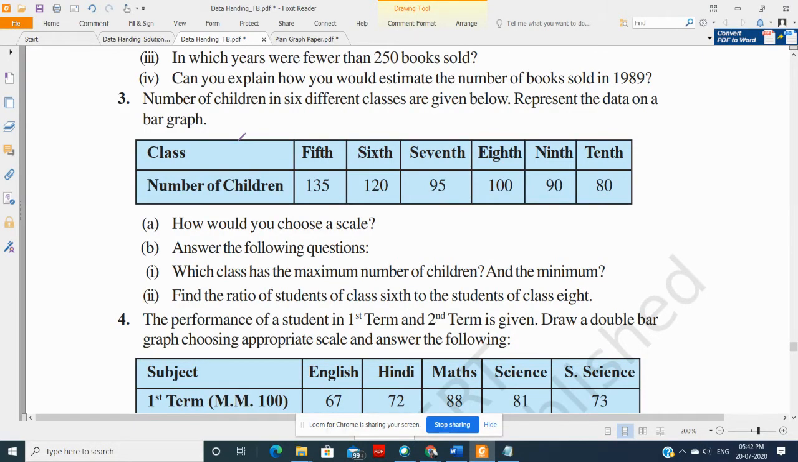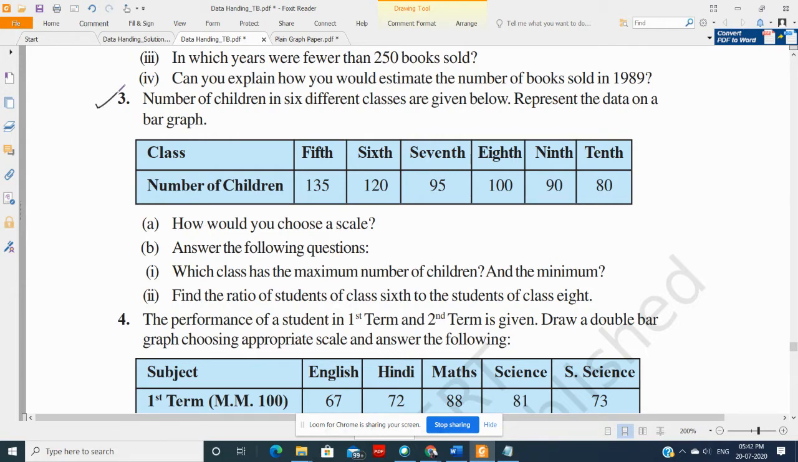Hello everyone. So we are discussing chapter data handling of class 7. In last video, I have already explained you one example of bar graph. That was a simple bar graph. And today we are going to discuss the sum based on that example. And this is your question 3.